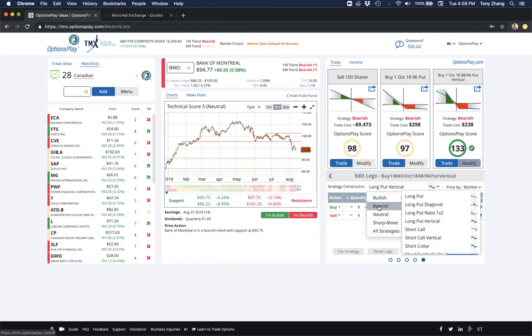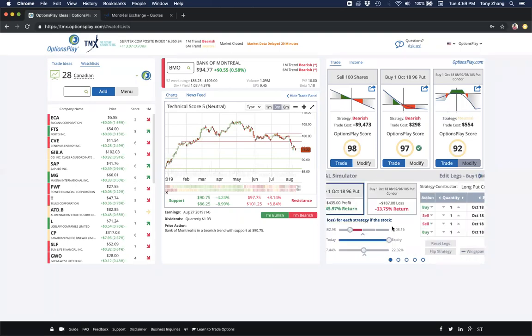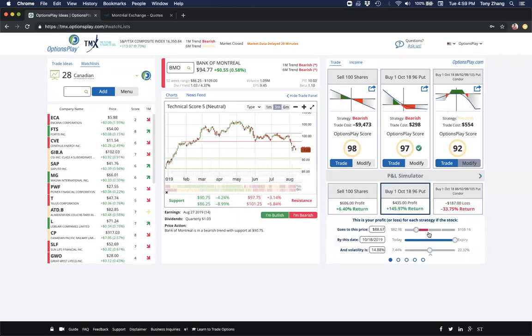So if you want to trade more complex trades, so if you want to short a vertical or trade a credit spread or condors or butterflies, you can do that all by the click of a mouse and construct these and move them side by side and really use the P&L simulator to compare them and be able to see how these strategies perform in different market conditions. And this allows you to really play around with these strategies.